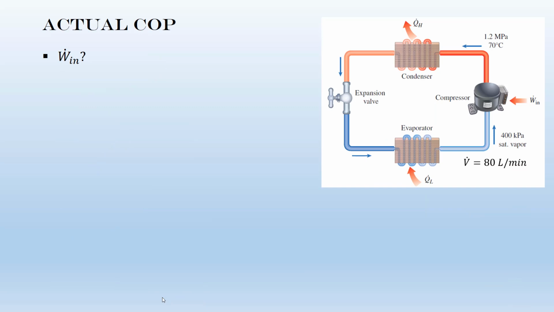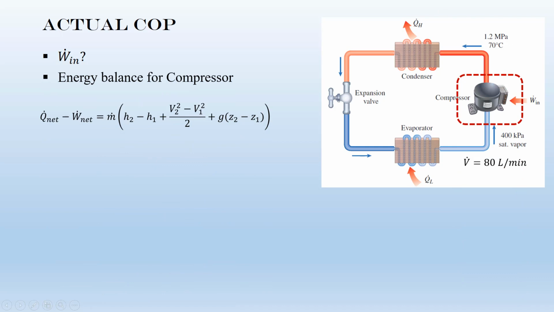So look guys, to find the W dot in, you need to write the energy balance for the compressor. If you draw that schematic, this schematic is really helpful to make a decision. So you need to write the first thermodynamic law for this compressor. Look guys, we don't have any information for Q dot net. Please just spend 2 minutes and then try to simplify this equation to find the W dot net. We discussed it later. Please pause this video.